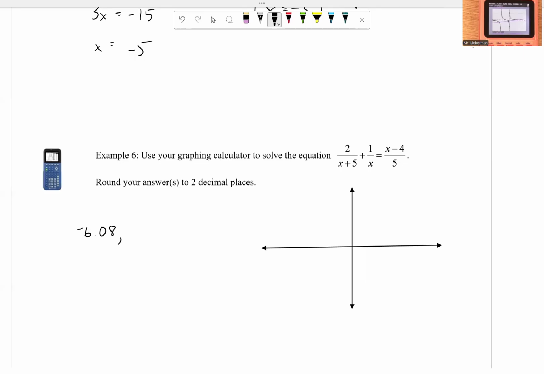So are we trying to find the intersection? Yeah, on there. I don't understand. I think you do the trace. I have no idea how to do it. Oh, I actually figured it out. Shift trace. Shift trace. Yeah, second trace.